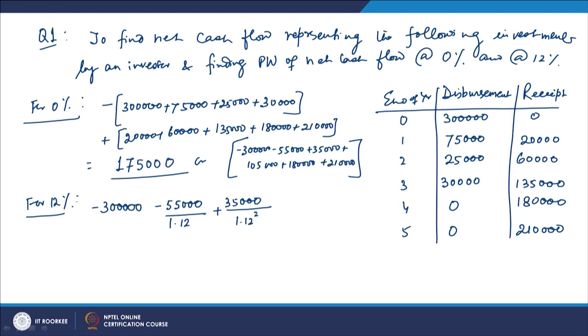Then you have here again a net receipt of 1,05,000. So, it will be 1,05,000 divided by 1.12 raised to the power 3. Then you can further come to the value of 1,80,000, and that will be divided by 1.12 raised to the power 4, and then 2,10,000 divided by 1.12 raised to the power 5. So, that is how you can calculate these present worth values, and if you compute these values, this value will come out to be about 49,107. So, this will be coming out to be 27,901.